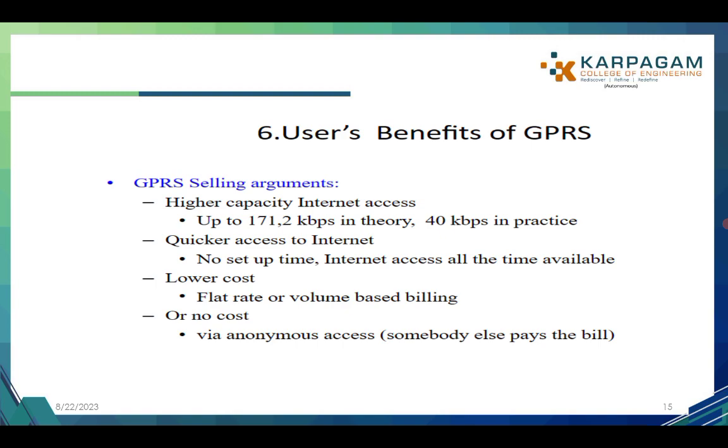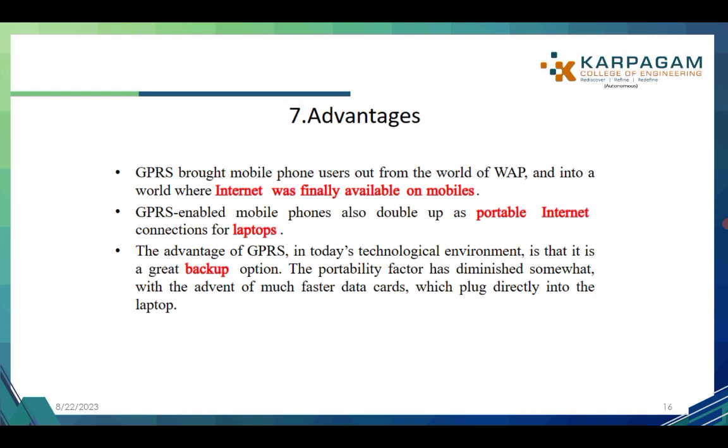User benefits of GPRS, GPRS selling arguments: higher capacity internet access, up to 171.2 kbps in theory, 40 kbps in practice. Lower cost, with flat rate or volume based billing. And what is the advantage of GPRS? GPRS brought mobile phone users out from the world of web and into a world where internet was finally available on mobiles. GPRS enabled mobile phones also double up as portable internet connections for laptops. In today's technological environment, it is a great backup option. The portability factor has diminished somewhat with the advent of much faster data cards which plug directly into the laptop.